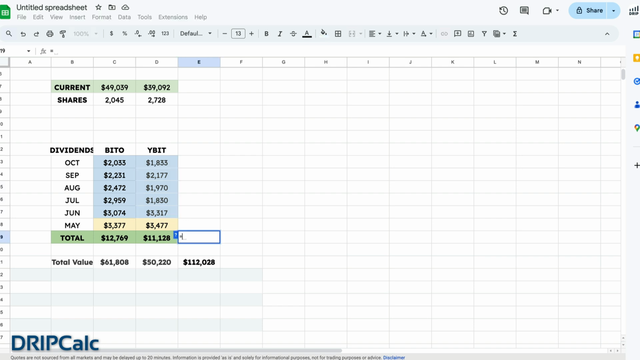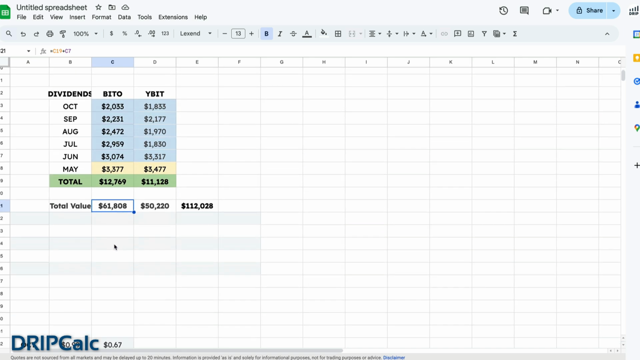So let's do the tax times, let's say you're in the 25% bracket, times 0.25. You would have to pay like $2,800 in taxes, so that would be like $47,000, 47.5. Here for BITO, the value with the collected dividends is $61,000. So that's like a 22% increase from the initial investment.